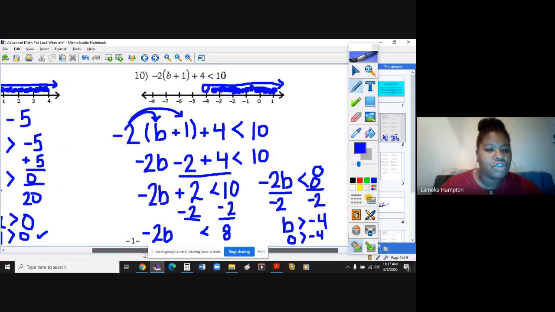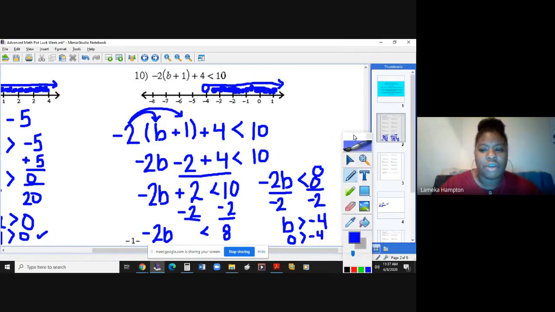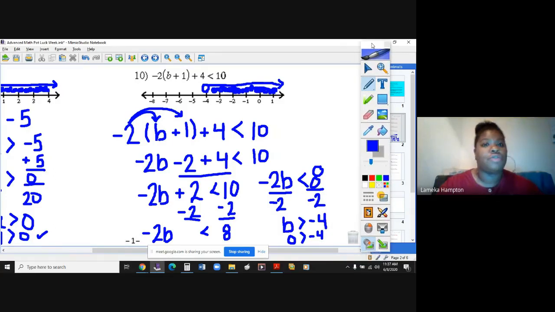All right. So now I'm going to scroll over to number 10. Number 10 has already been done for us, and I'm just going to explain what I did to come up with my answer. My original problem states -2 multiplied by (b + 1), plus 4, is less than 10. So I just rewrote the problem down here, no biggie.